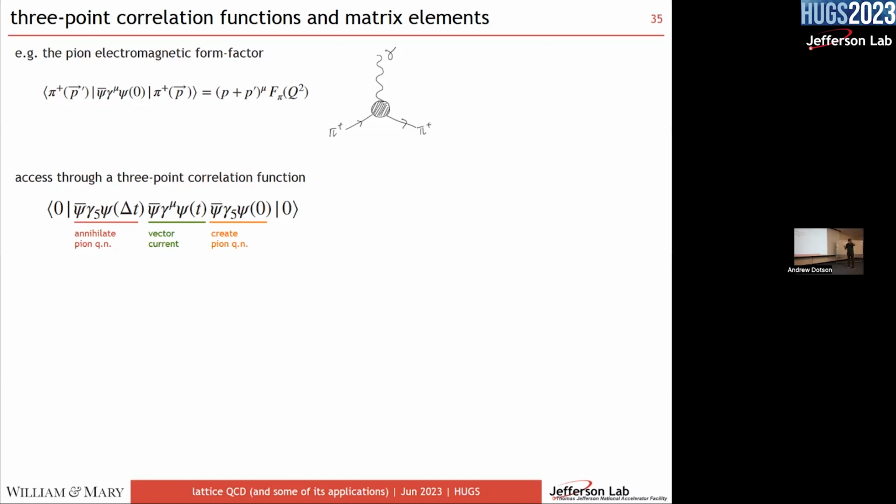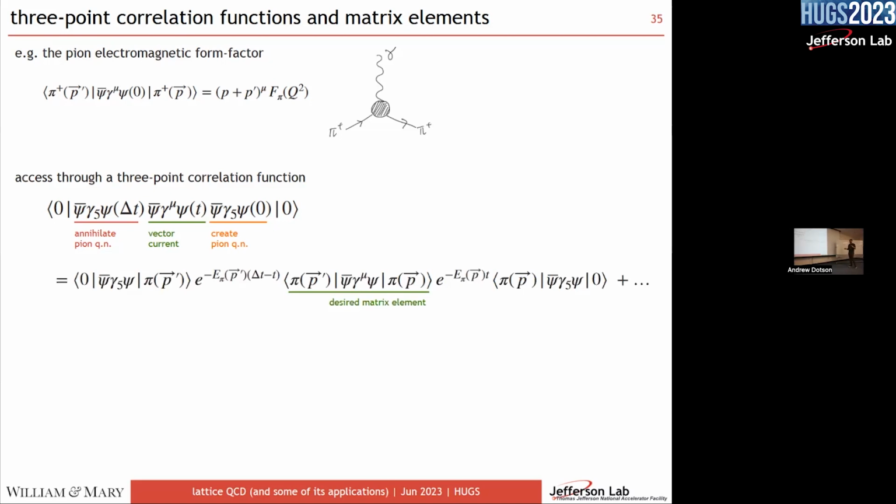So this is just like the two-point function we did before, except instead of making the pion, letting it propagate through time and then annihilating it, we make the pion, let it propagate through time, blast it with a vector current, let it propagate through time, and then annihilate it. That's what we're doing there. And the same sort of time evolution and inserting complete sets of states that we did in the two-point function will give us something like this. So this looks very complicated, but you can see, look, it's got the exponential time dependences like we had before.